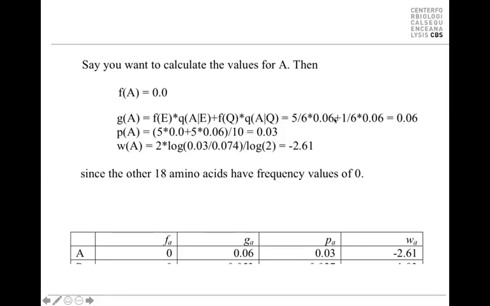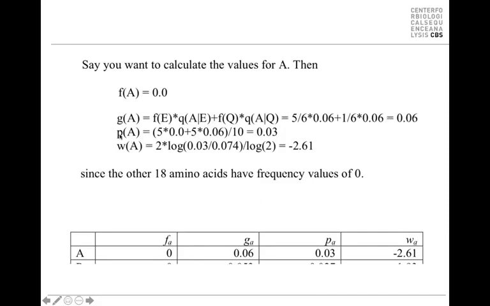And then we get the Blosum values by going into the Blosum scoring matrix and looking up the row for E, finding A, and the row for Q, finding A. So you always start by finding the row from what you have observed, and the column from what you're looking for, alanine in this case. Now we get these numbers, 0.06.